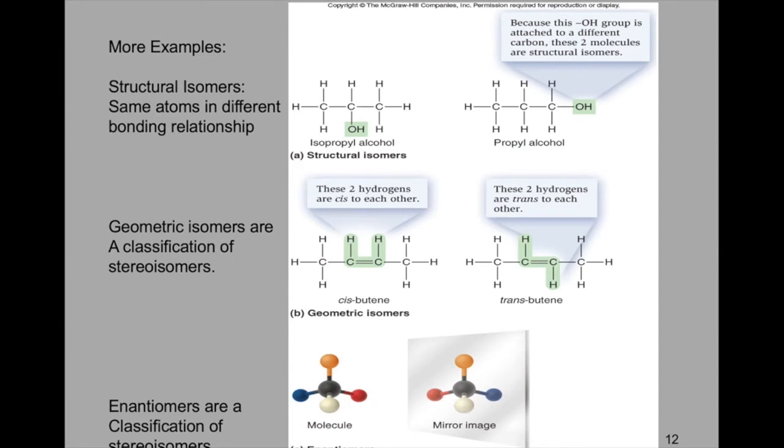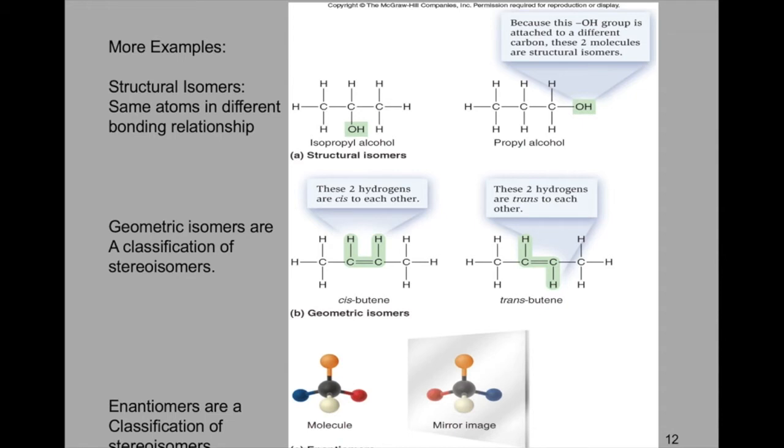Here's just a few other examples. Here's isopropyl alcohol versus propyl alcohol. We have a complete change in that bonding arrangement. Down in the middle here, we have 2 geometric isomers. So the hydrogen is still bound.